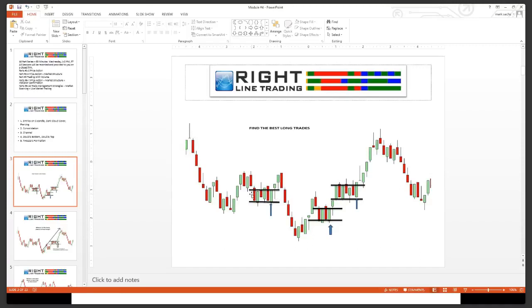It's the only way you're going to see these patterns develop in real time. So we have a long out of consolidation here, a long out of consolidation here, and a long out of consolidation here.